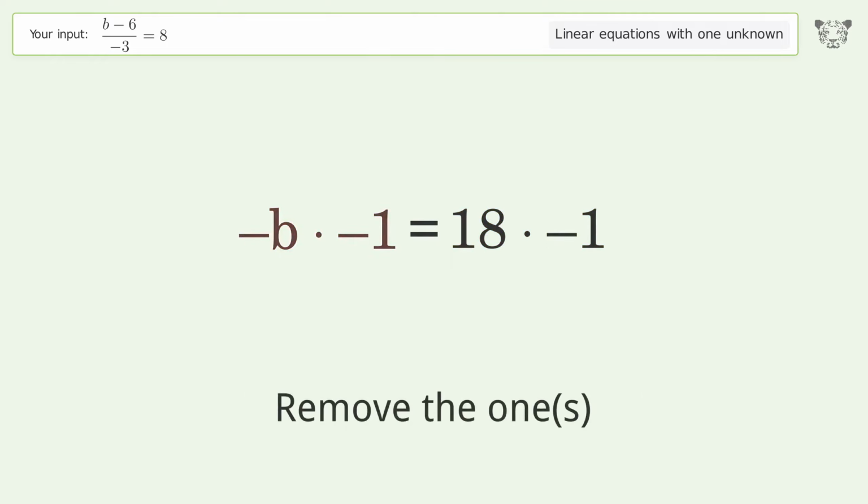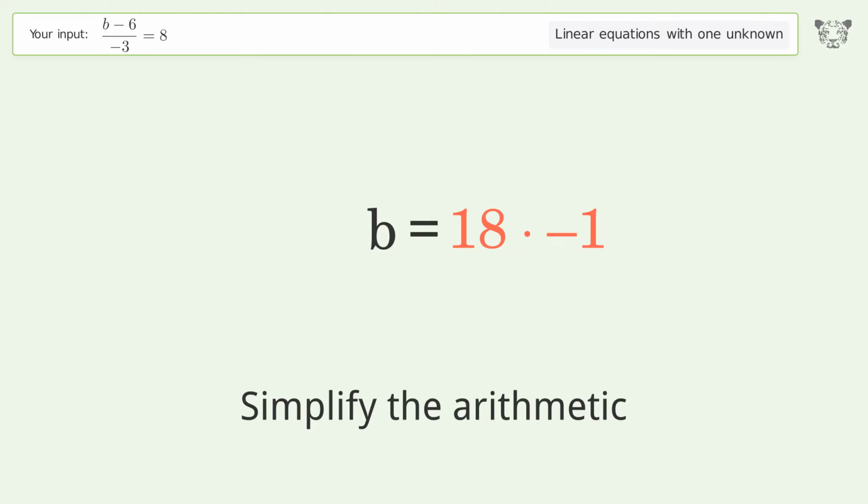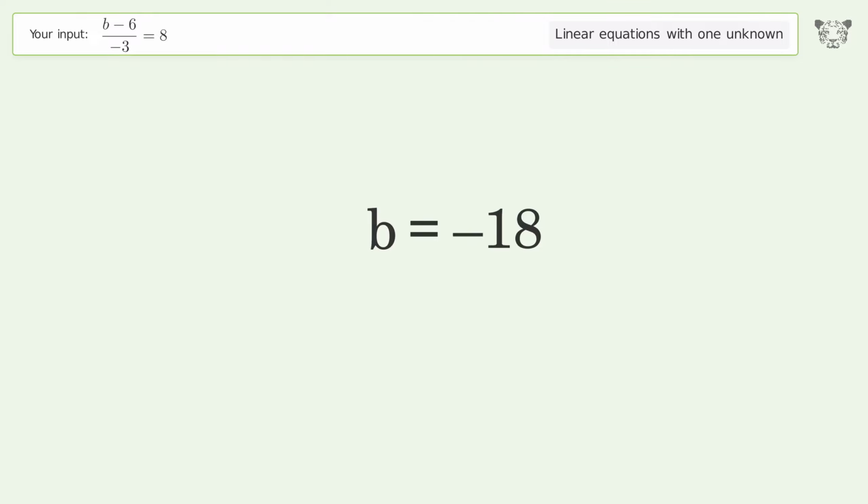Remove the ones. Simplify the arithmetic. And so the final result is b equals -18.